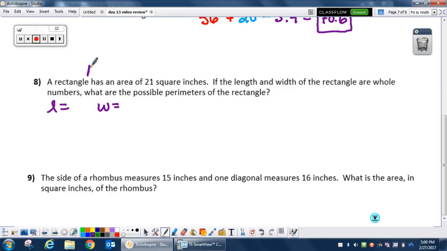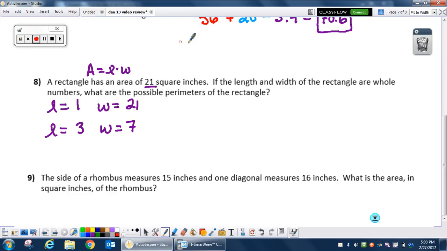So the formula would be L times W. So what two numbers multiply to 21? Well, we have 1 and 21, and then 2 times a whole number won't get you to 21. You have 3 and 7. I don't think there are any other ones.